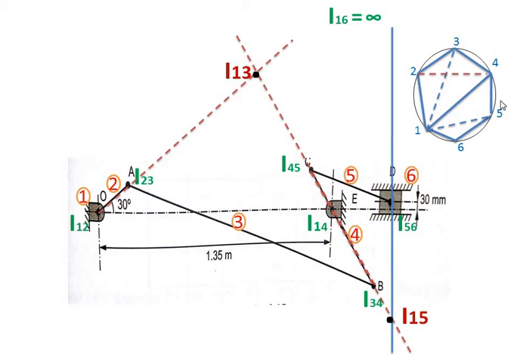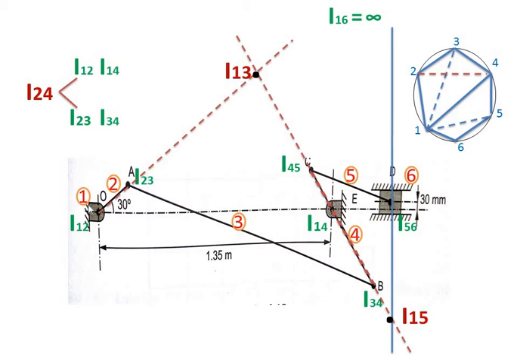Now say I have to locate I24. Again for I24 I have to get two triangles for which 2-4 is a common side. So I'll say 2-3, 3-4 and 1-2, 1-4. So for I24 it is I12, I14 (1-2 and 1-4) and I23, I34 (2-3 and 3-4).